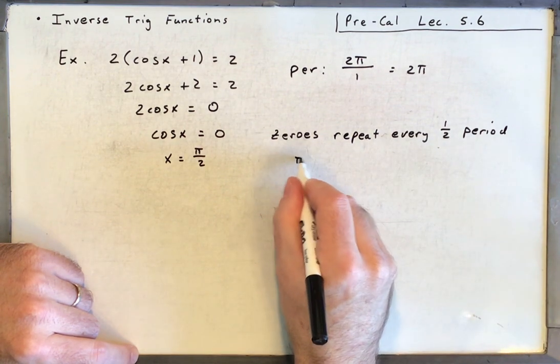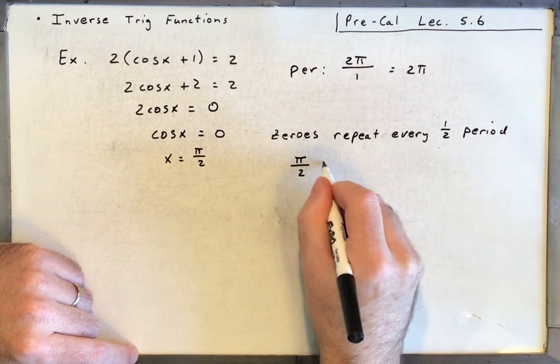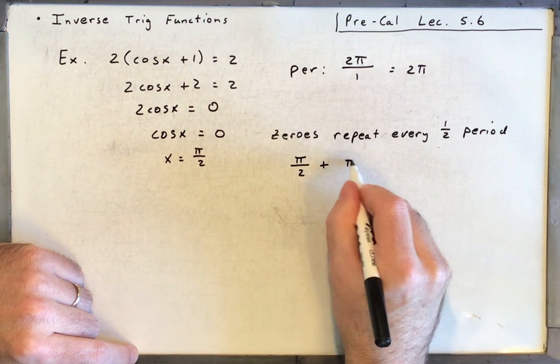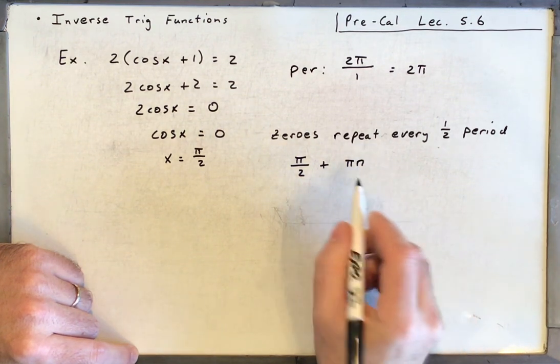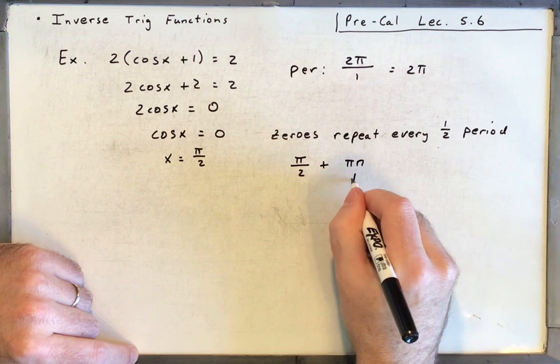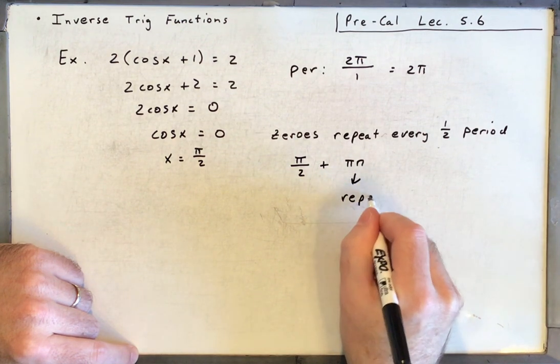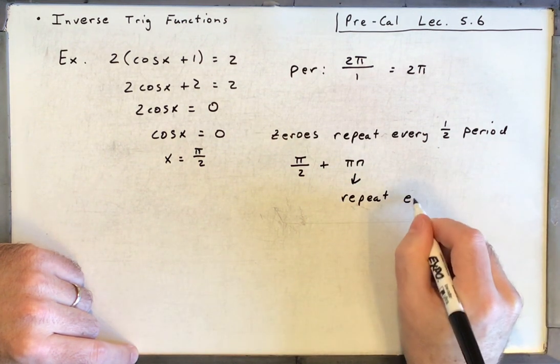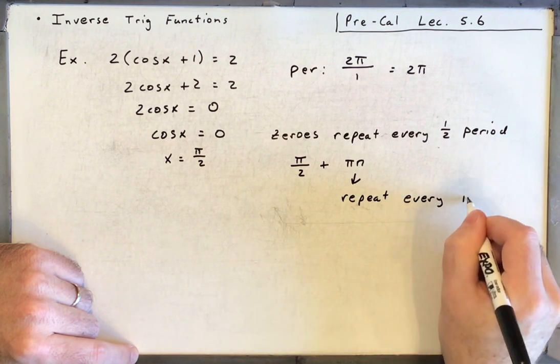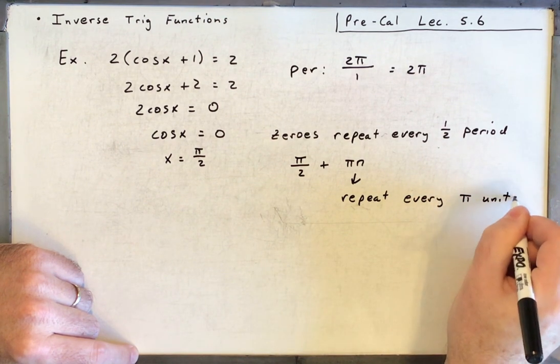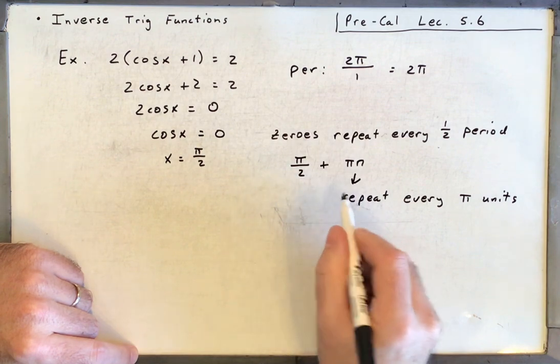So the way you would write this answer is pi over 2 plus, you put half of a period, which is pi, times n. That's just a short way of saying repeat every pi units, because the zeros occur again and again.